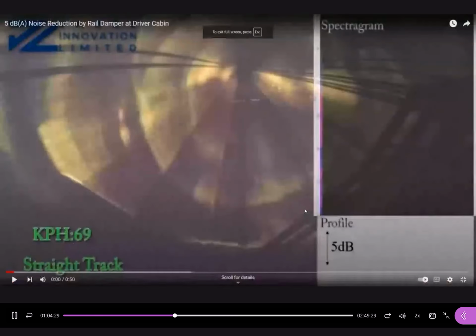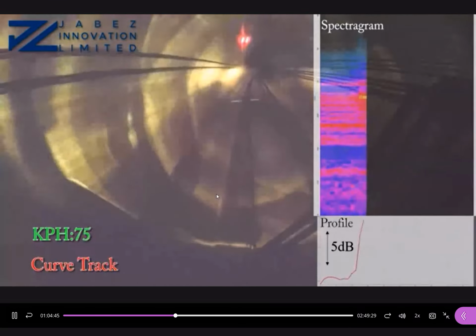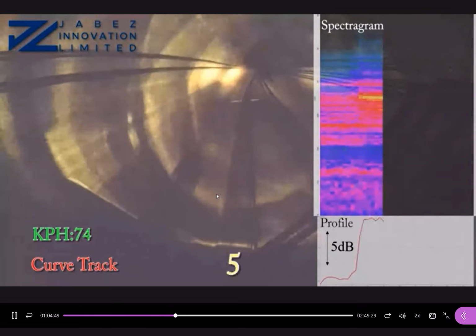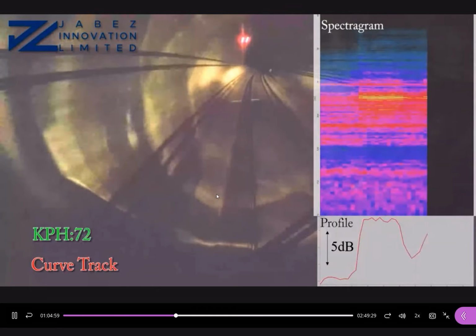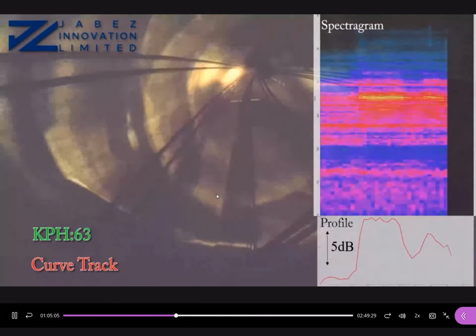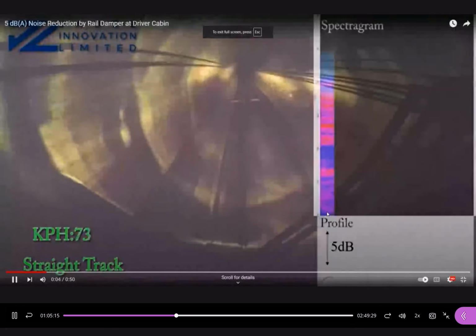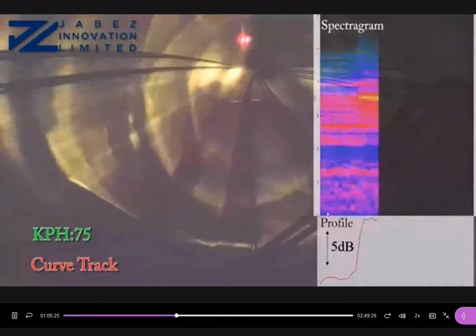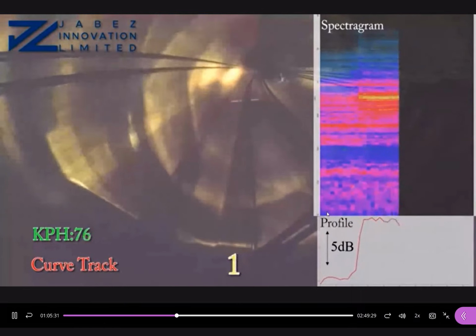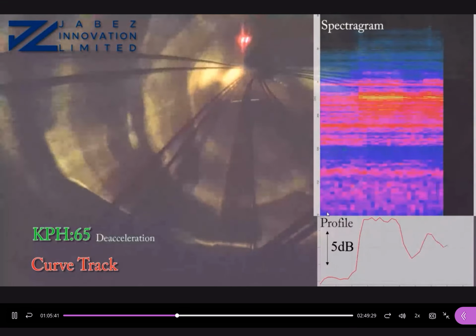In this video, you can see what happens when we apply wheel dampers on the wheels. This is the speed, and one is on a straight track. This is a curved track. You can see that the noise effects could be significantly increased. Now, when it passes through the damper sections, the noise effects could be reduced. I will play it again. These sections are without any dampers. When it passes through the damper sections, you can see that the noise effects drop significantly.